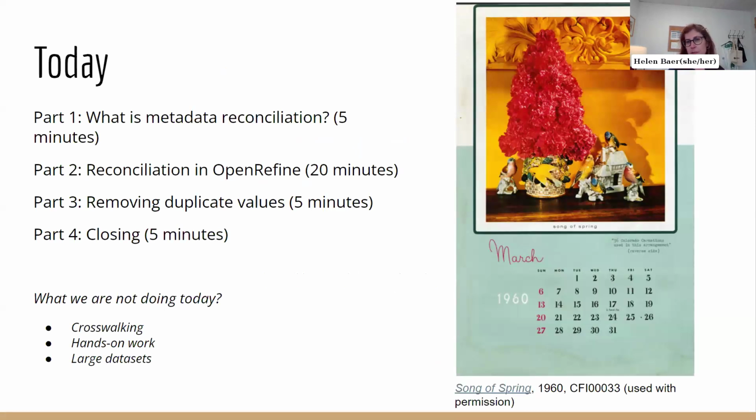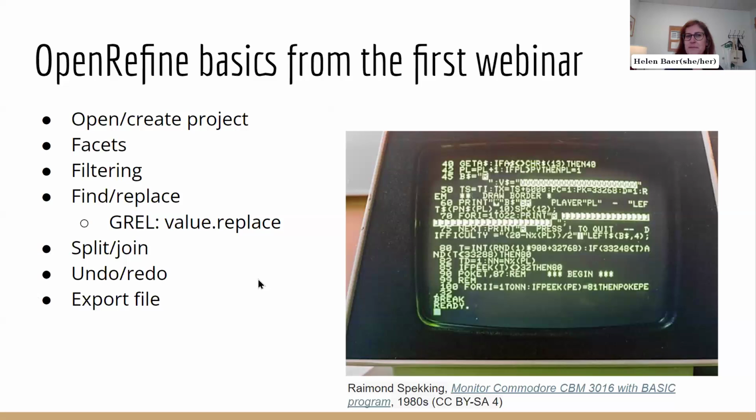As with the first webinar back in February, we are not doing a few things. We are not doing crosswalking, though certainly that skill is sort of the underpinning of a lot of the work that we do with metadata. This is not a hands-on work session. That's a totally different kind of webinar, so we're not going to be able to do that today. And we're also not going to be working with large data sets, because when you start doing reconciliation, which involves my computer talking to another computer far away, things can slow down quite a bit. So we're going to be looking at just some very small data sets today to get us through the content. So with that, let's get started.